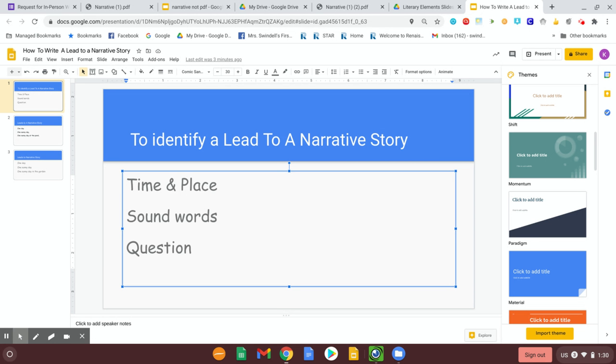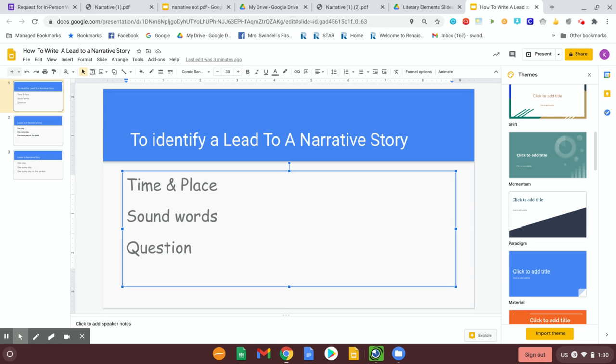Today's learning target is to identify a lead to a narrative story. A lead is a little bit different than an important event. A lead is the first thing you write in your story that captures your audience's attention and makes them want to read on and read your story. So it's usually something pretty exciting.